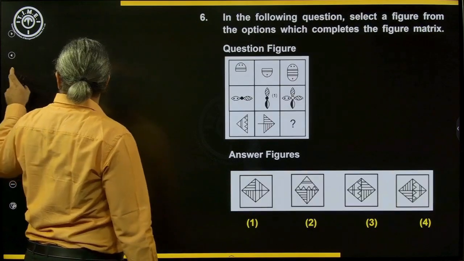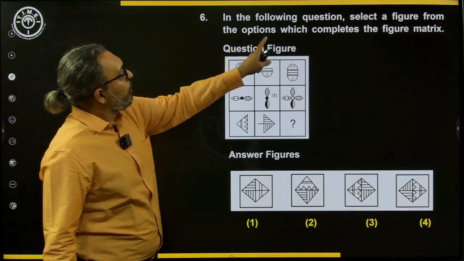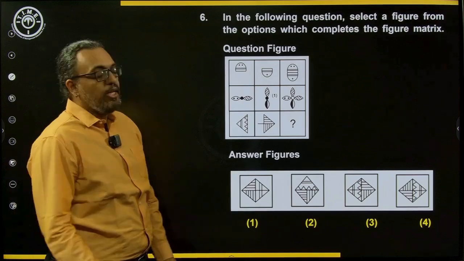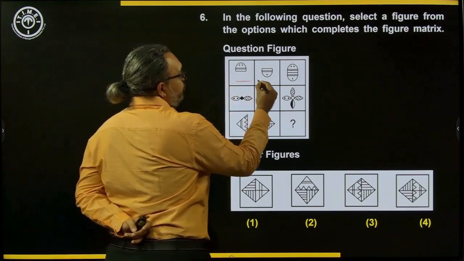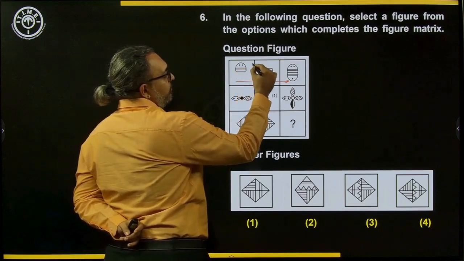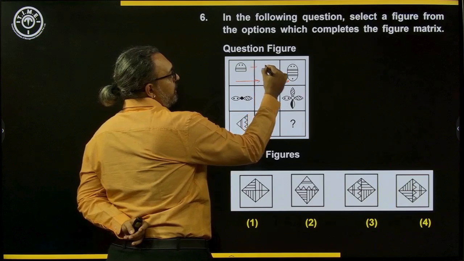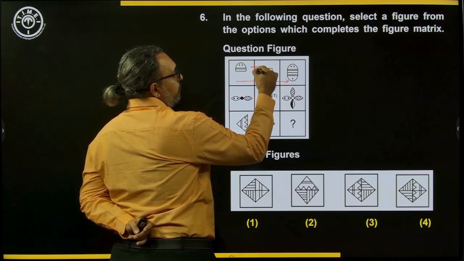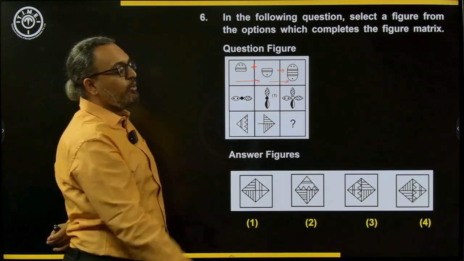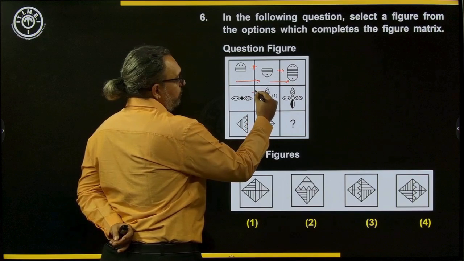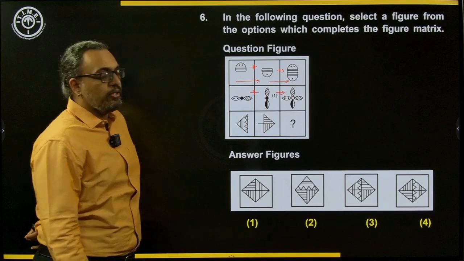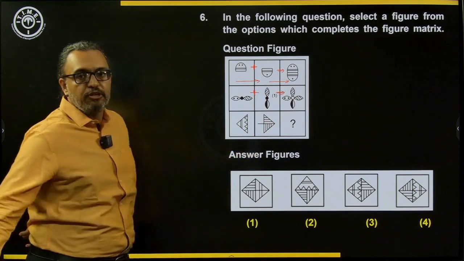Then, now the next one. In the following question, select a figure from the options which completes the figure matrix. So, this is the figure matrix. Now, what do you see from moving left to right? The first one and the second one, when you combine these two together, give you this. Correct or not? Both above and below. Same way, this is what is happening. When you combine these two, you are getting this answer figure. So, we need to combine these two to get our answer figure.